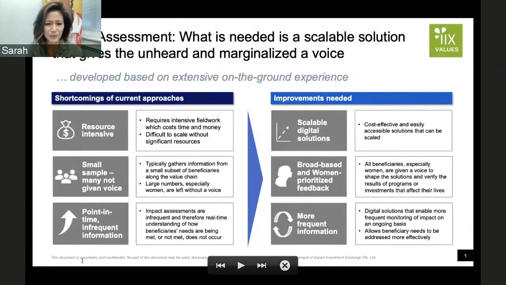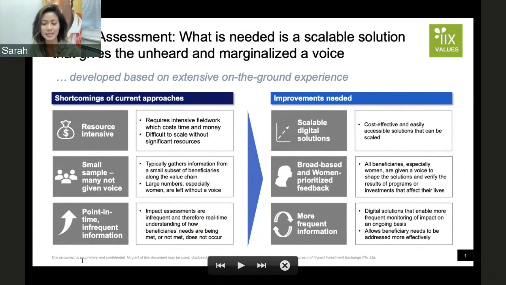So last week, you would have heard about IIX Values, which is our digital impact assessment platform that empowers end beneficiaries, especially women, to have a voice and a value in the global capital markets. Really what Professor Shanaz was saying, it's really important for people to know and understand what kind of impact they're having on the ground at the primary beneficiary level, but also at the secondary and tertiary levels as well. And so this platform and this tool is able to collect that information and collect that data.